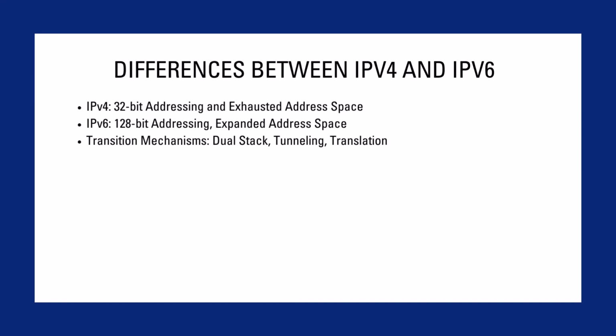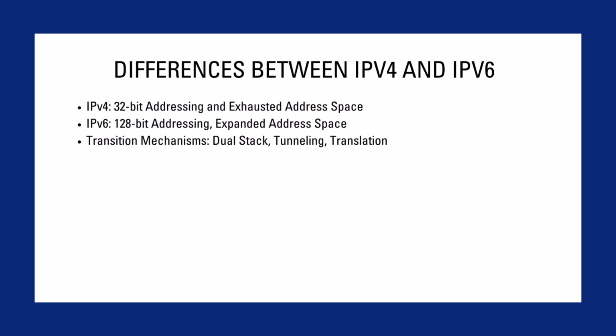IP version 4, the protocol that has been the backbone of the internet for 30 years, is a 32-bit addressing system with around 4.3 billion possible addresses. However, due to the explosive growth of connected devices, the available address pool has become exhausted. IP version 6, with its 128-bit addressing, offers an exponentially larger address space. It also provides improved security features like mandatory IPsec and simplified address management with built-in auto configuration.